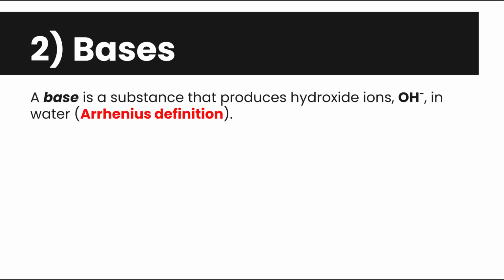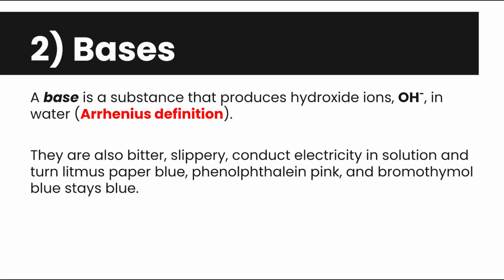Now, a base is defined as a substance that produces hydroxide ions in water. And so again, that's the Arrhenius definition. Just some properties of bases: they are bitter, they're slippery, they conduct electricity in solution, and they turn litmus paper blue. We'll talk about some of these indicators in a different video, but those are just some properties of bases for you.